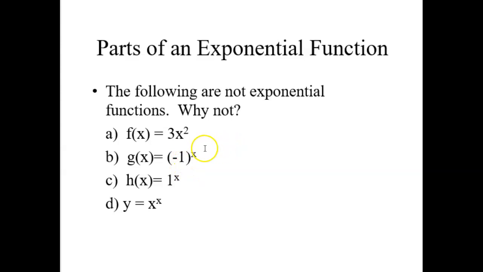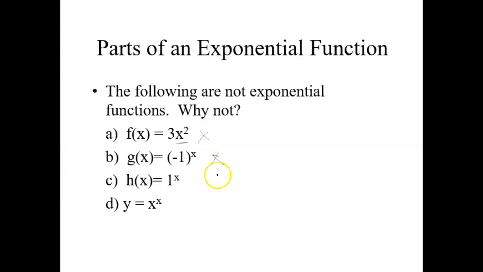So, these are not exponential functions. For this first one here, the reason it's not an exponential function is because the x is not in the exponent. That's a polynomial. It's actually a monomial. This one is not an exponential function because the base is negative. If you said x had to be an integer, every time x was even, you'd have a positive 1, and every time x was odd, you'd have a negative 1. You use that in things like alternating series, but it's not exponential.